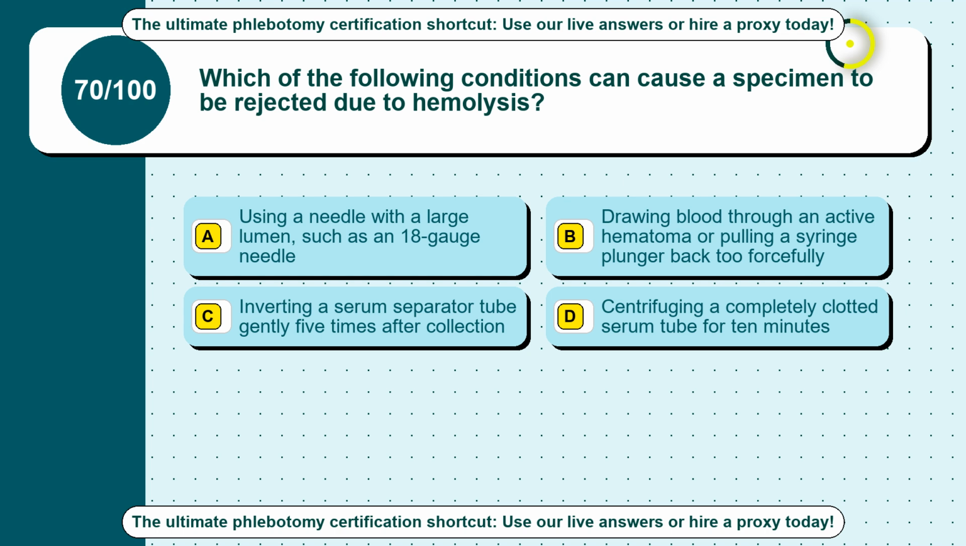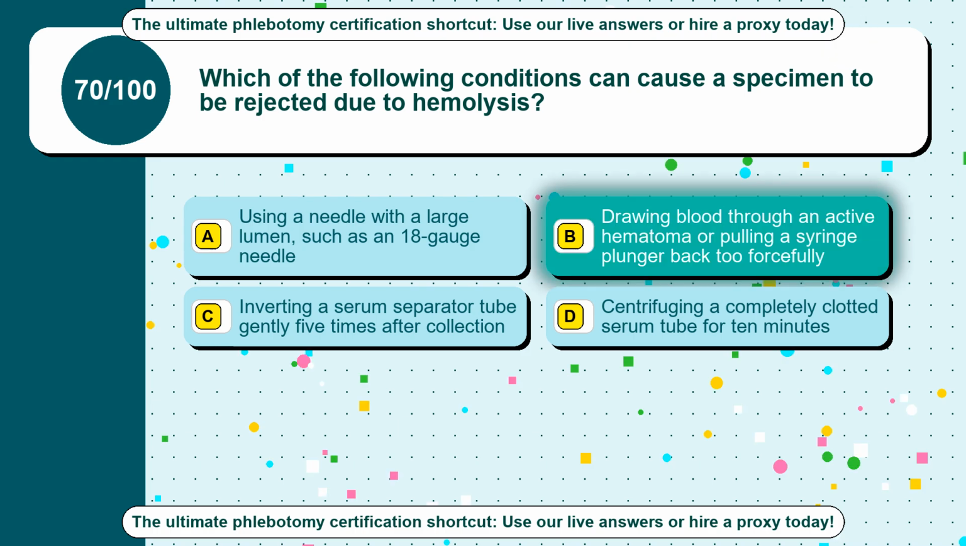Option B, drawing blood through an active hematoma or pulling a syringe plunger back too forcefully. Option C, inverting a serum separator tube gently 5 times after collection. Option D, centrifuging a completely clotted serum tube for 10 minutes. The correct answer is option B, drawing blood through an active hematoma or pulling a syringe plunger back too forcefully.